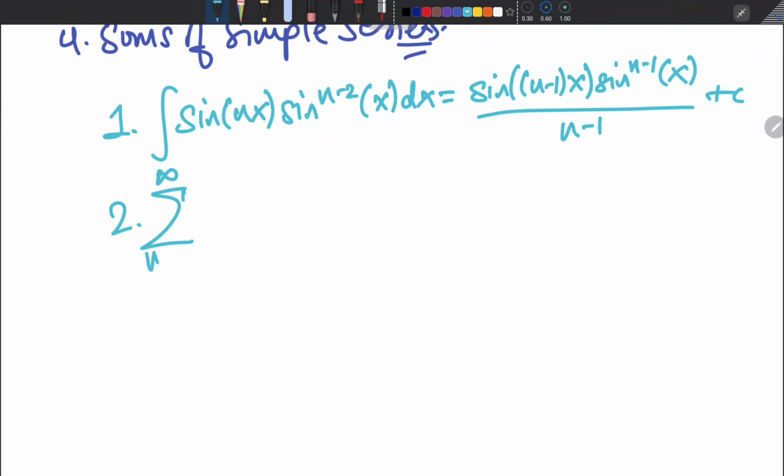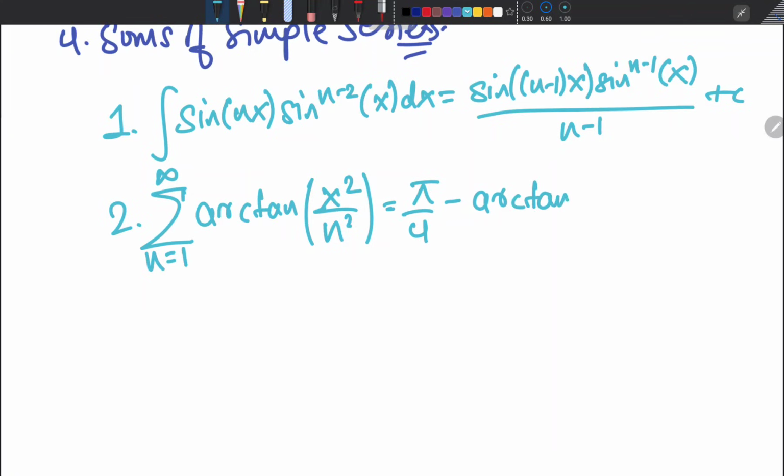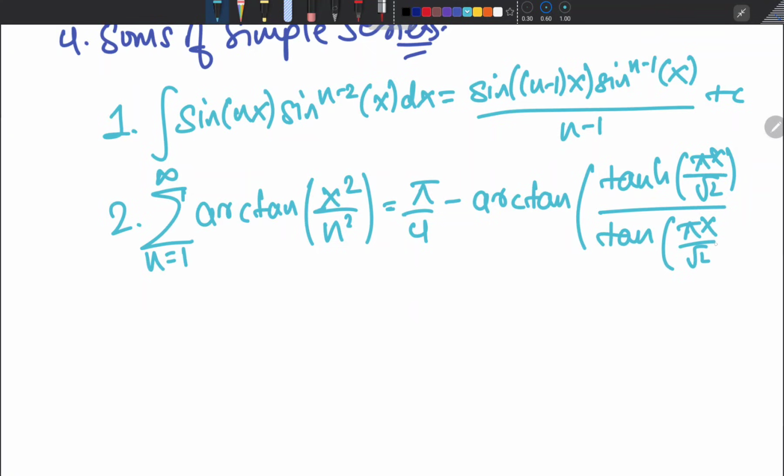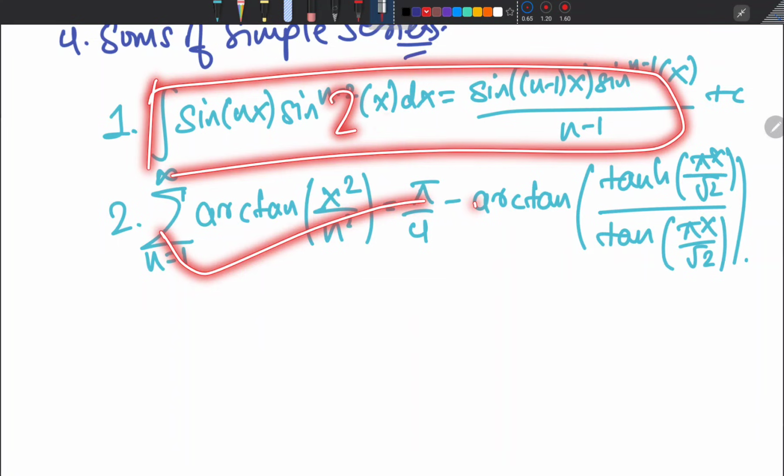That is the sum of tangent of x squared over n squared, and it is being generalized as pi over 4 minus arctangent of hyperbolic tangent of pi x over square root of 2 over tangent of pi x over square root of 2. So I literally took 54 minutes to prove this, and the other one I did in 25 minutes.